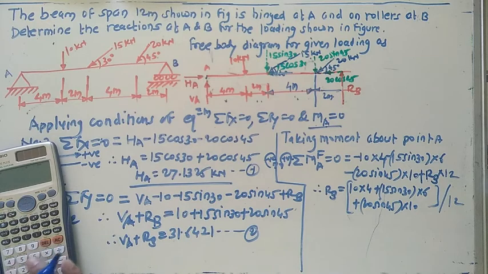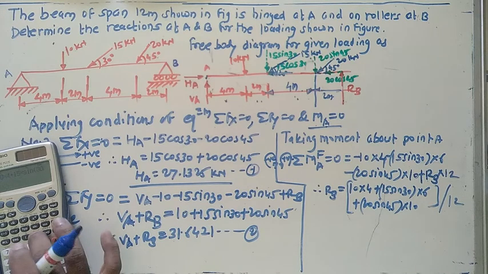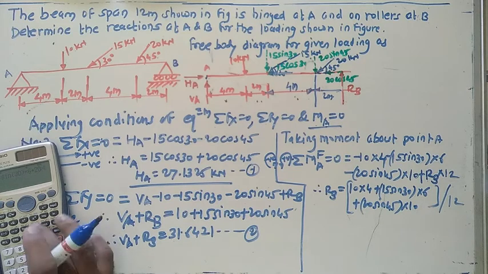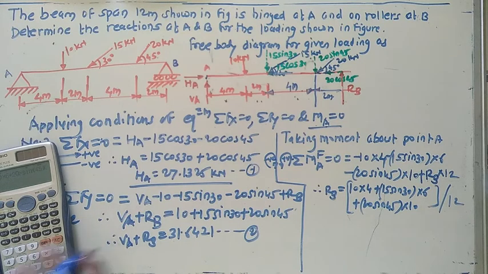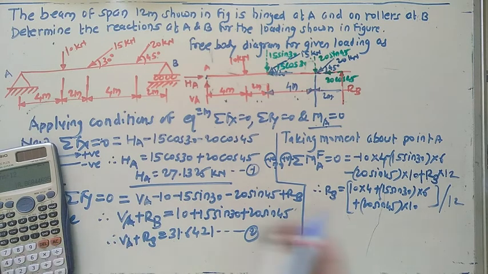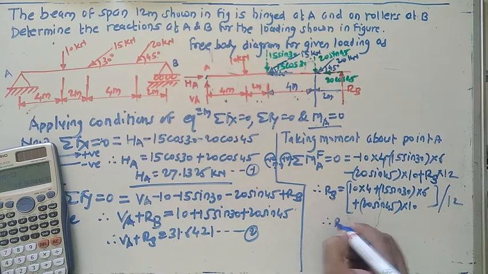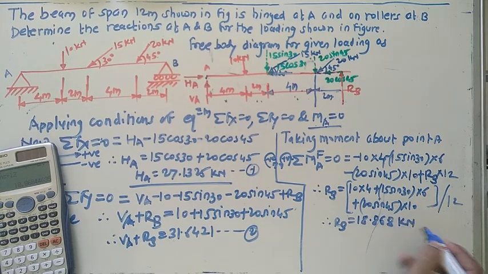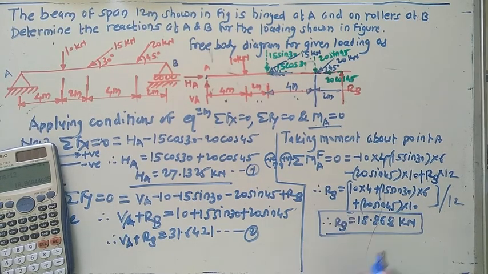So that is 10 multiplied by 4 plus 50 multiplied by sin 30 divided by 6 plus 20 multiplied by 5 divided by 10, all divided by 12. So here we get RB equals 18.868 kilonewton. Once we get the value for RB, substitute this value of RB in equation number 2.